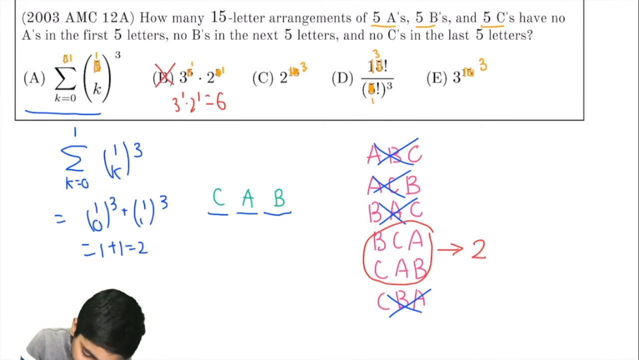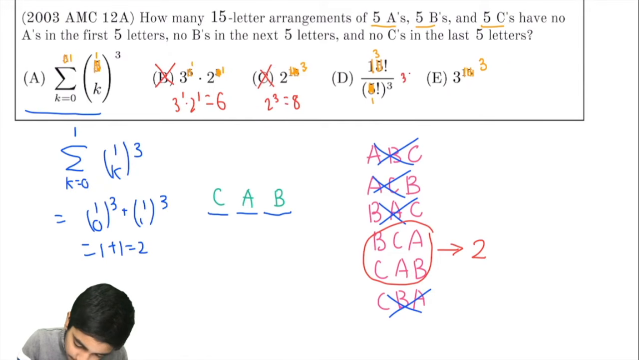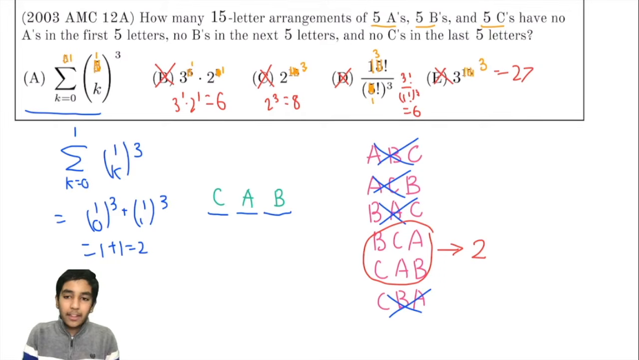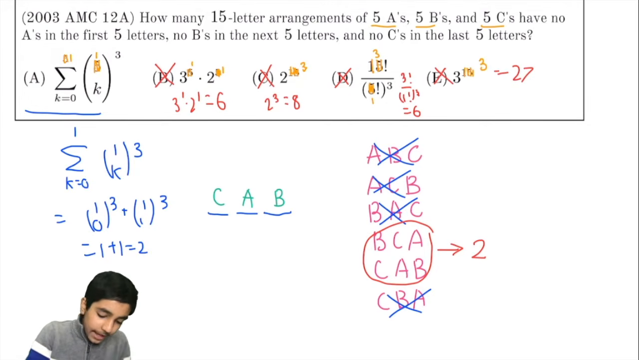C is 2 cubed, or 8, which also doesn't work. This next one is 3 factorial over 1 factorial cubed, which is 6, which also doesn't work. This last one is 27, which doesn't work. So we see that A is the only one with a corresponding value equal to 2. Okay, so now what? Now we can clearly see that A is the answer.